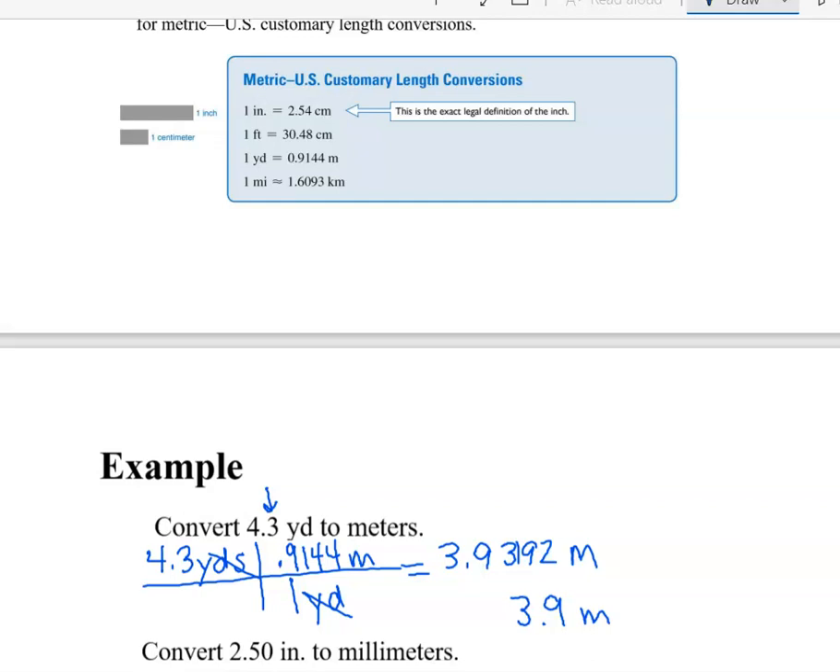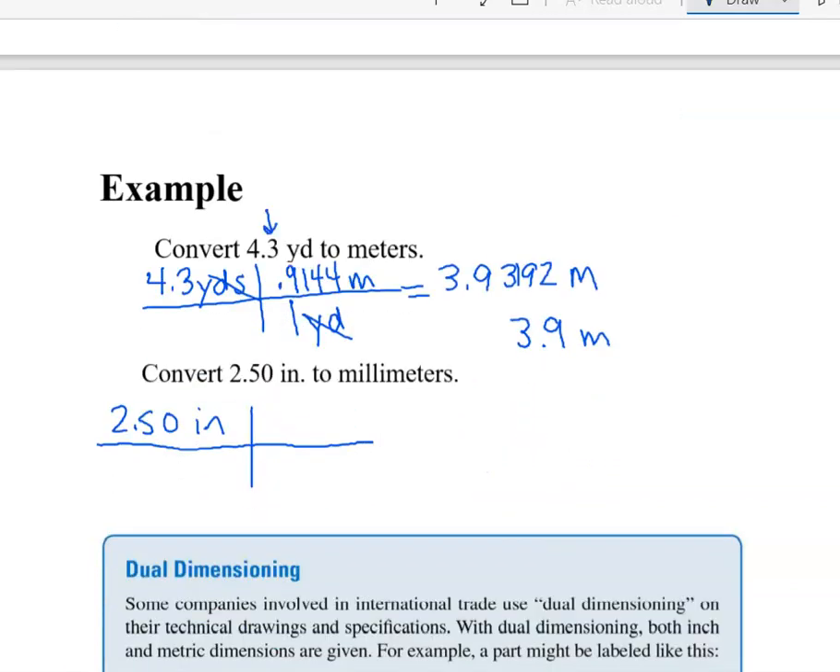we don't have an inches to millimeters conversion. We do have an inches to centimeters conversion. And then we know that there are 1,000 millimeters in a meter, and there are 10 millimeters in a centimeter. So we should be able to do this. So 2.54 centimeters in an inch. So 1 inch has 2.54 centimeters. And then 1 centimeter has 10 millimeters.